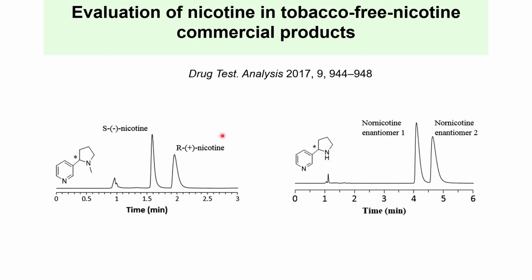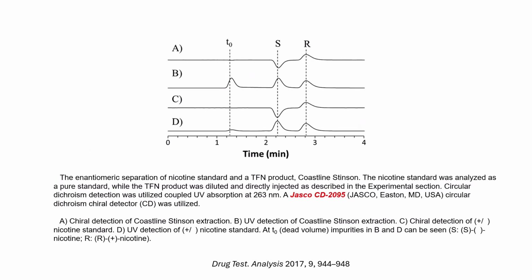So shortly after this, we did an evaluation of nicotine and tobacco-free nicotine commercial products, vaping and e-liquids. And here you see the separation that we use for the R and S nicotine, also for the nornicotine enantiomers. And here you see a typical separation. If you look at B, this is the UV chromatogram of a tobacco-free nicotine product. You see it has both enantiomers in equal composition.